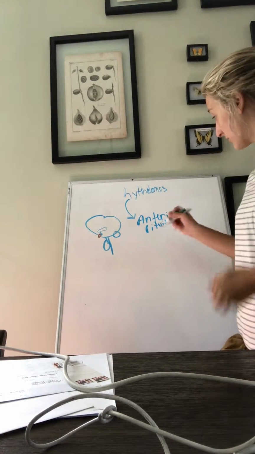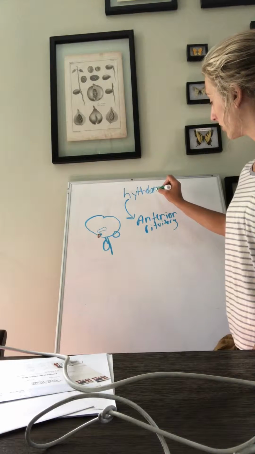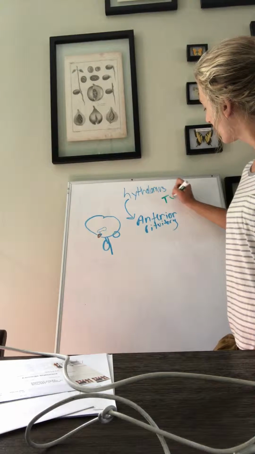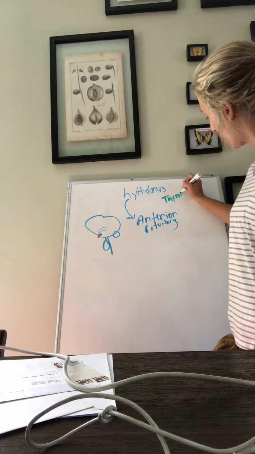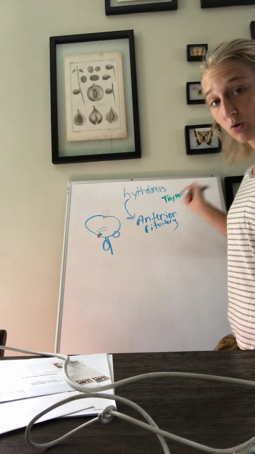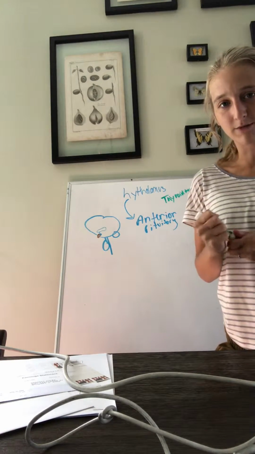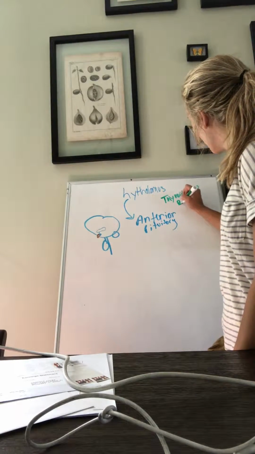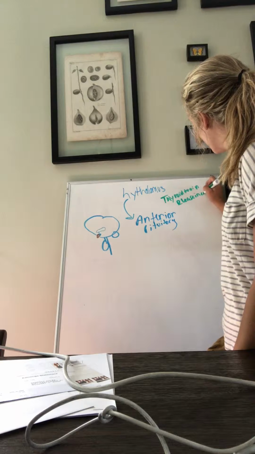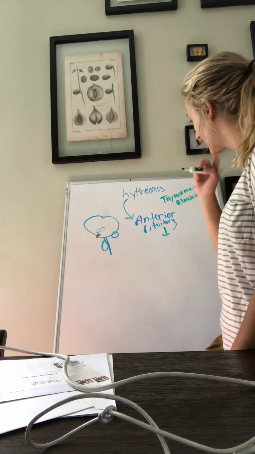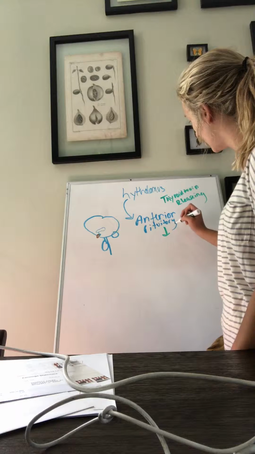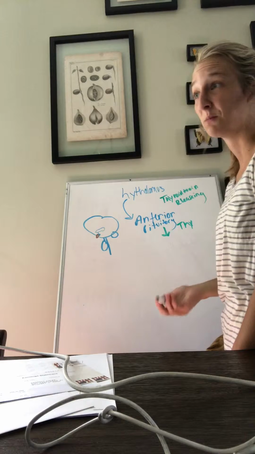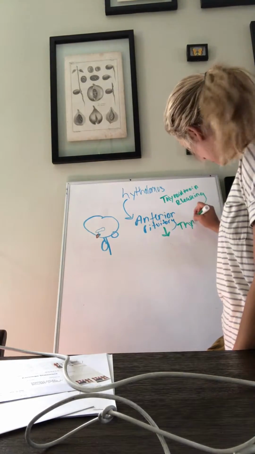Okay, so next, after the hypothalamus releases thyroid tropin releasing hormone. Even if you think about the name of it, it's releasing into the anterior pituitary. And then I'm just going to abbreviate that. And then the anterior pituitary is going to be releasing thyroid stimulating hormone. So you can abbreviate that as TSH.